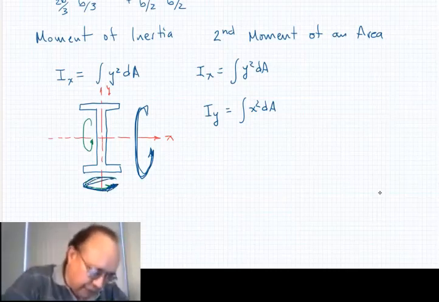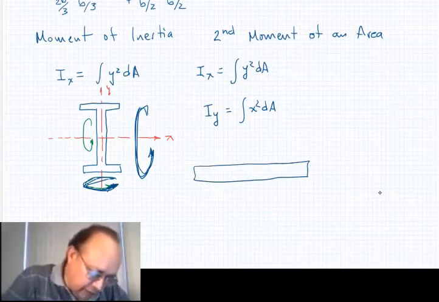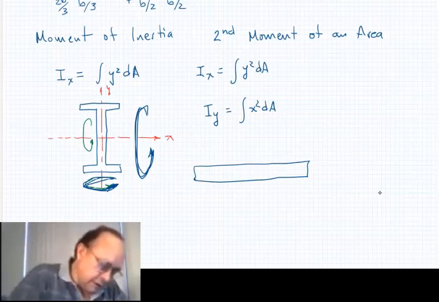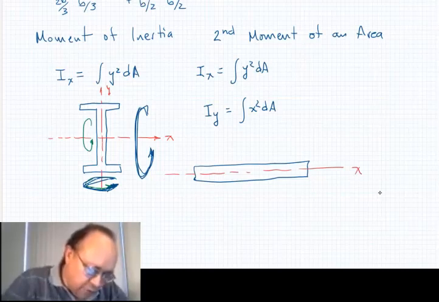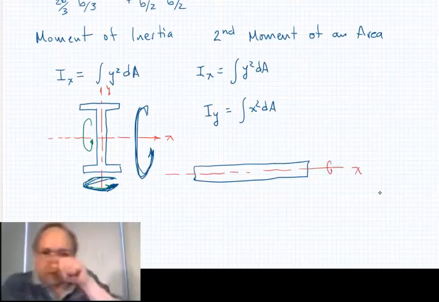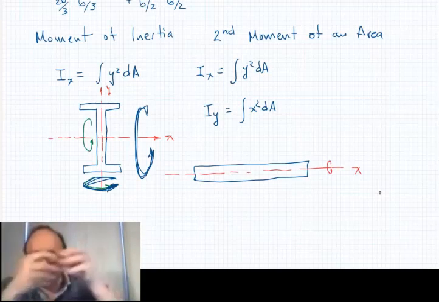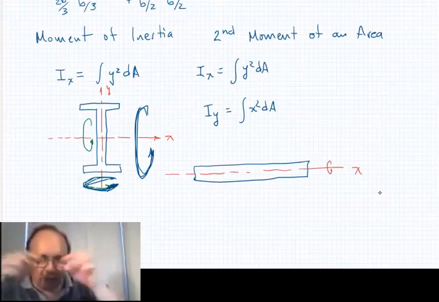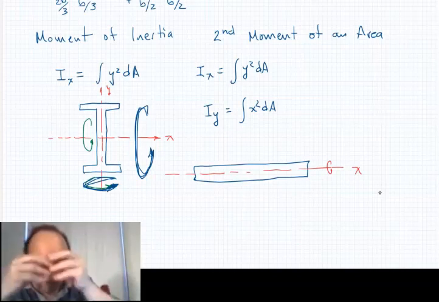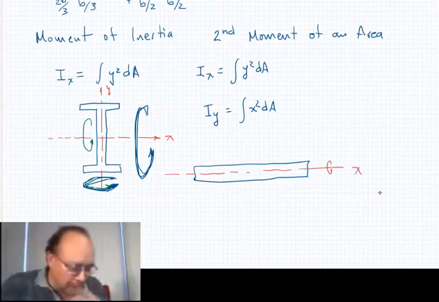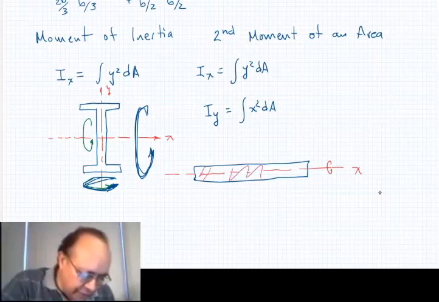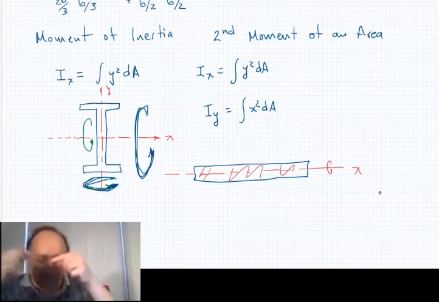Let's think about a strip like that. If you think about the moment of inertia about the x-axis, you have to rotate this a little. The rotation is little because all the area is very close to the axis. Most of the particles within this area are very close to the axis. So the rotation is little.